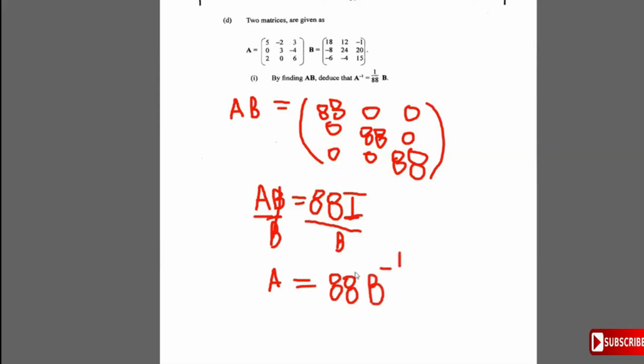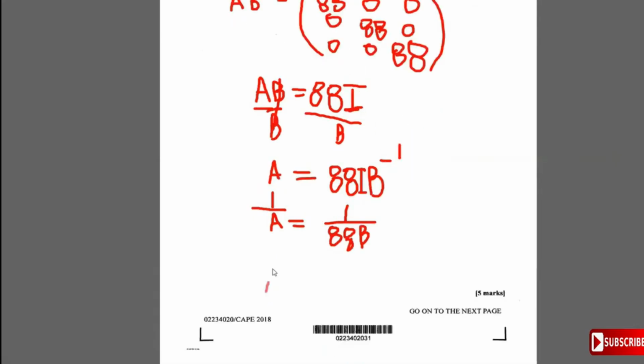When you're multiplying it by the identity matrix, that doesn't change anything. You can just put I. And then what you get is flip it. If A is this, then 1 over A is equal to 1 over all of this: 1 over 88 times B to the minus 1. So 1 over A is B to the minus 1, which is equal to, since 1 over B to the minus 1 is just B, 1 over 88 times B. Nice. That's what we get.